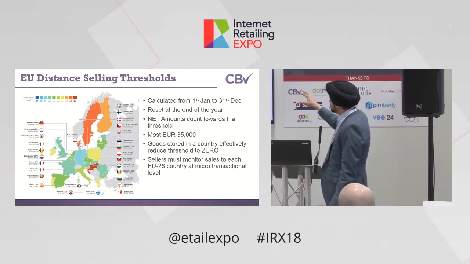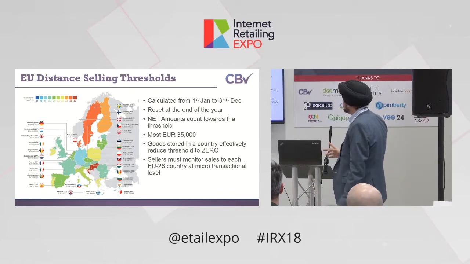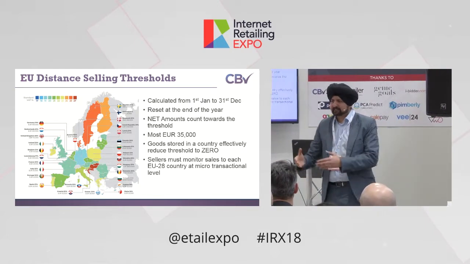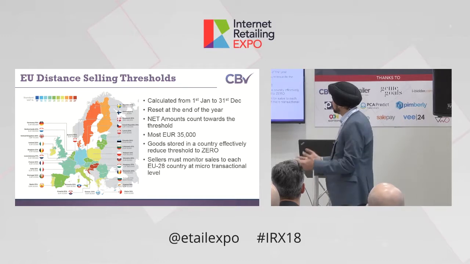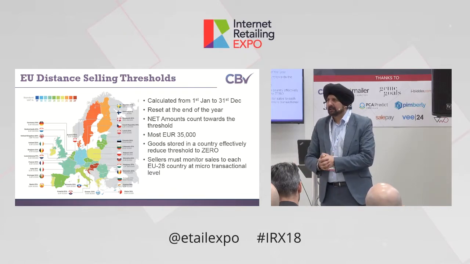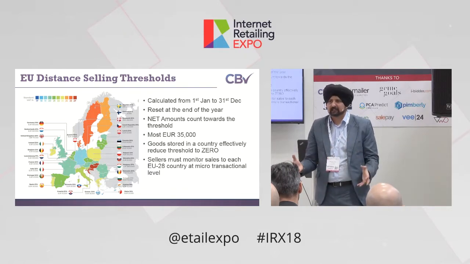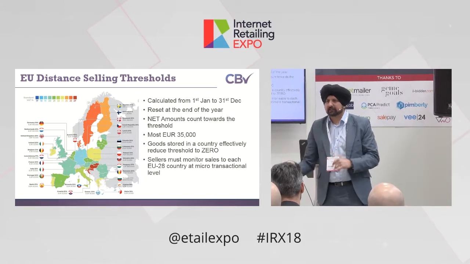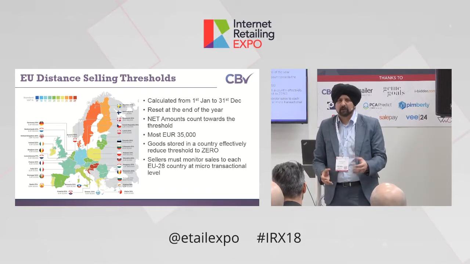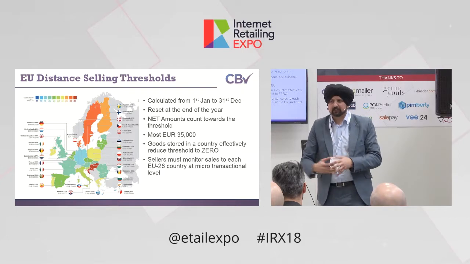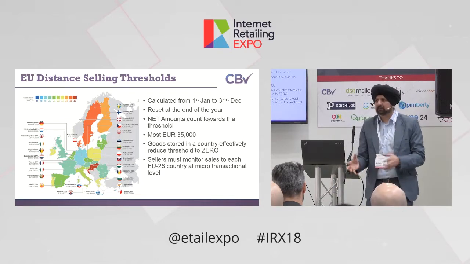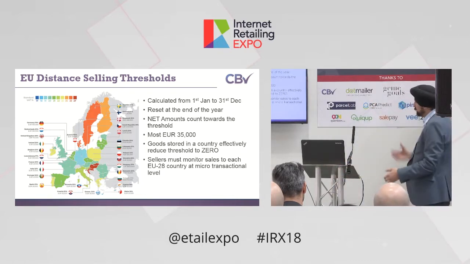The distance selling thresholds are calculated from the 1st of January to the 31st of December, and they reset at the end of every year. So this is actually really important, because if the distance selling threshold is 35,000 euros in France, for example, our software will be monitoring your threshold all throughout the year, and it could be that by month 10 or 11, you've hit 30,000. So it'll warn you that at this rate, you're going to break the threshold this year. So it's giving you that control of whether you want to register now in December, or slow down your sales in France for the last few days, because it's going to reset on the 31st of December and you're going to be back to zero again. And you could save yourself French compliance for a year, or a good few months.